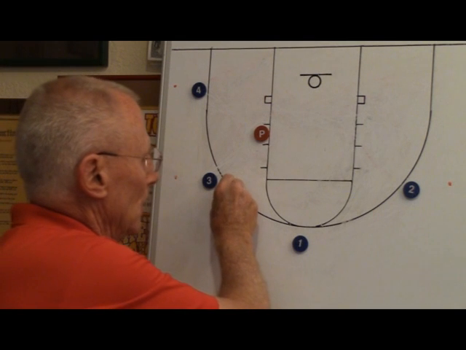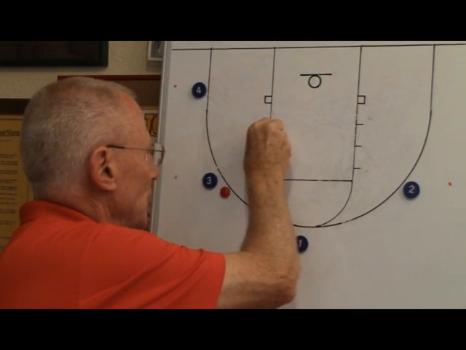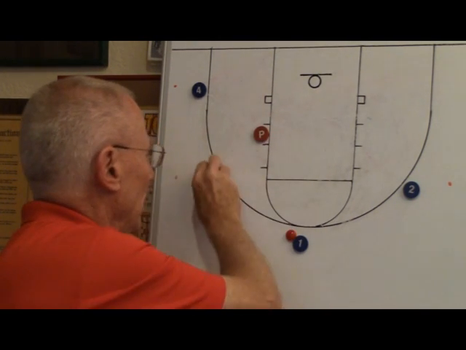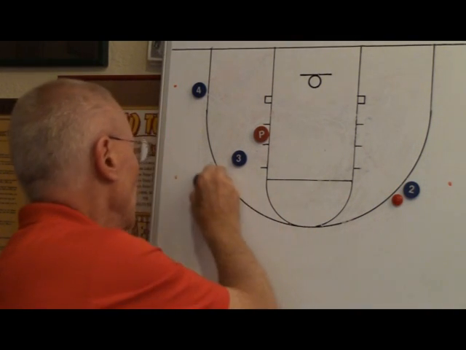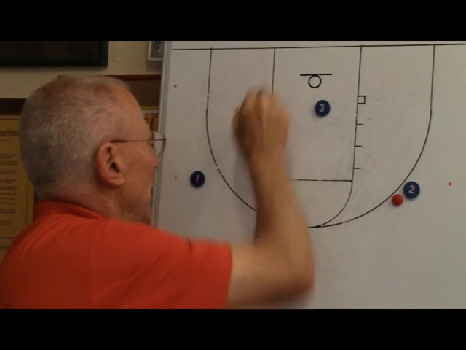So again, this kid is just going to go mid-post to mid-post. That's all he's going to do. And here's how it works. 1 passes to 2. Again, we'd be looking in there. 3 starts the creep. Pass goes to there. 1 goes away. On that pass, 3 starts the cut. 4 comes to the edge of the lane.